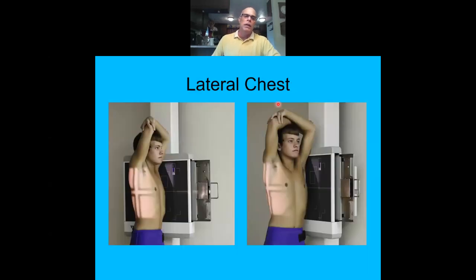I'm going to go ahead and throw the lateral chest in there. Lateral chest, he's going to notice his arm placements. He's bringing his arms up and out of the way of the apical region of the chest. This is called your MCP plane. So your MCP.